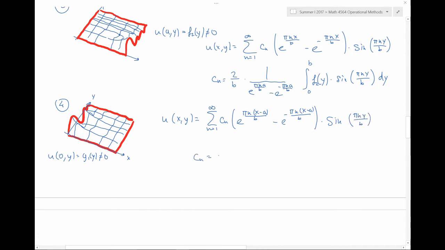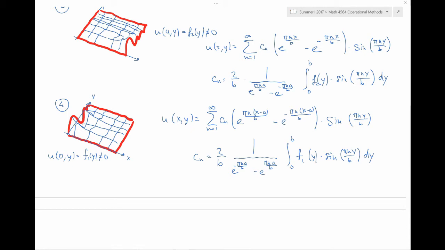And each coefficient is computed very similarly as an integration. This time I made a slight typo. This is a function f1 of y times sine of pi n y over b dy. In different texts and different books, the signs may be interchanged.